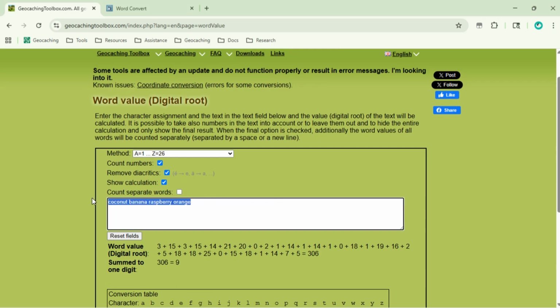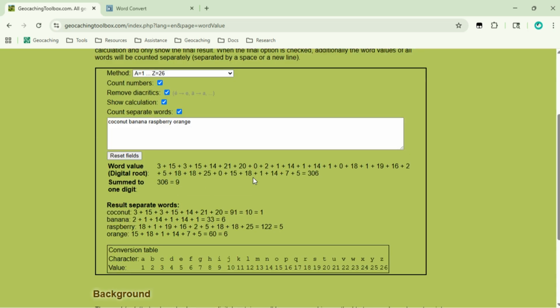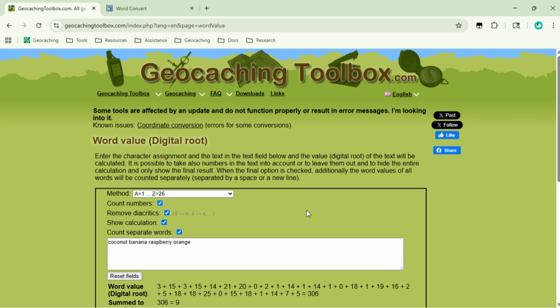Note that by default, it will count all of them together. So we have to say count separate words. And now we get the values. So you see here the values of the first letters, 3, 2, 18, and 15, which of course we can take the digital root of, just those, or it will calculate the whole one as we see here, the 1656, because the values 90, 30, 120, and 60 are brought back to a digital root. That saves you having to manually count those.